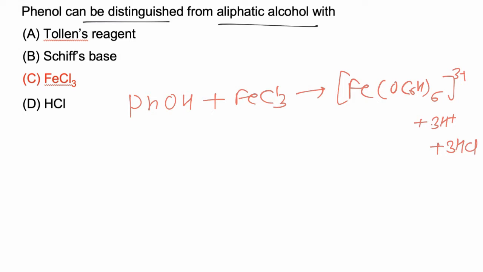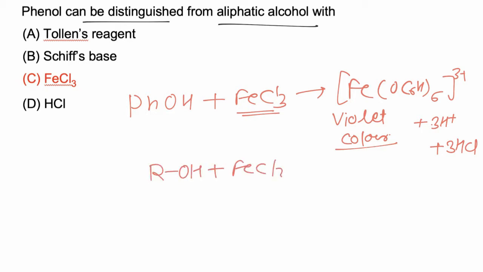Now this complex is having violet color. So violet color complex is formed with FeCl3 on reacting with phenol. While if alcohol is reacted with FeCl3, there is no reaction. So phenol and aliphatic alcohol can be differentiated by using FeCl3, and hence correct answer is C.